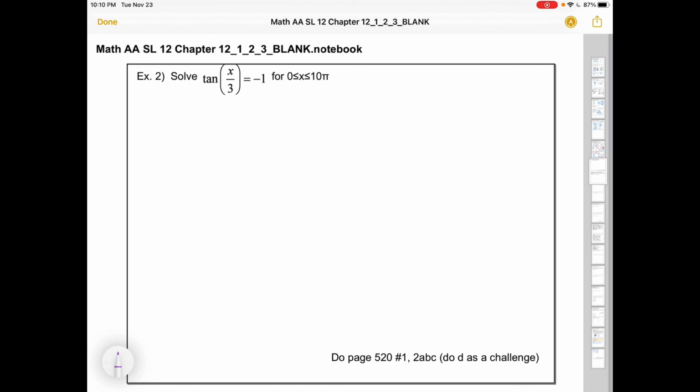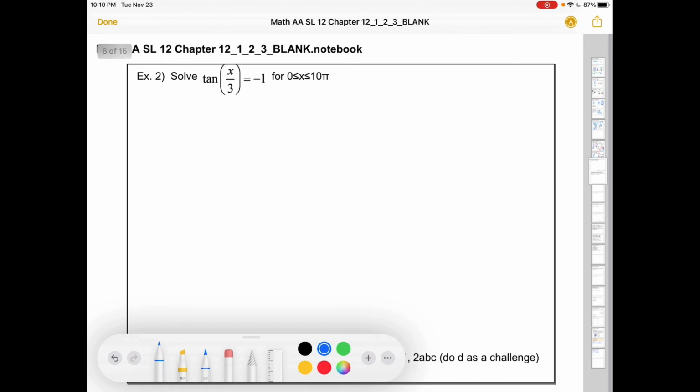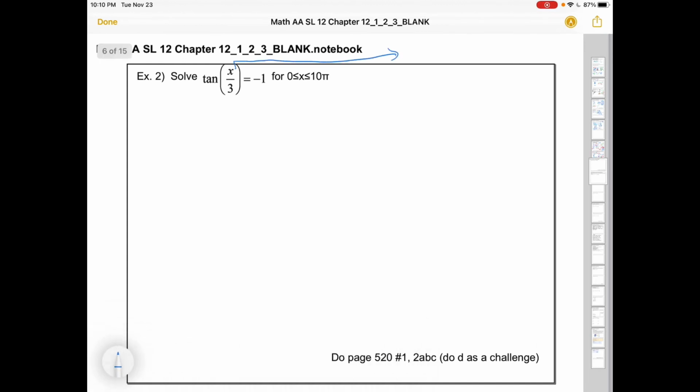In this case, we have a tangent equation. I'm going to do it as if we actually remember the properties of tangent. So the period of tangent is always pi over b instead of 2 pi. Now, I hate this one. It says x over 3. So I'm just going to think in my head that means tangent of 1/3 x. So the b would be 1/3. So pi divided by 1/3, which would be pi times 3 over 1, or a period of 3 pi. So whatever answers I find, they're going to recur every 3 pi units.